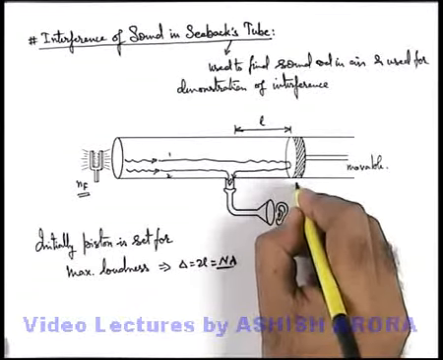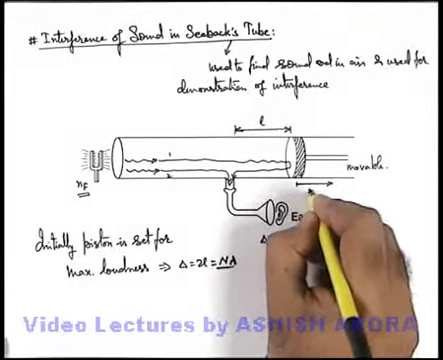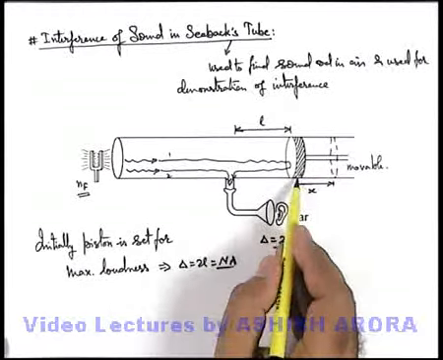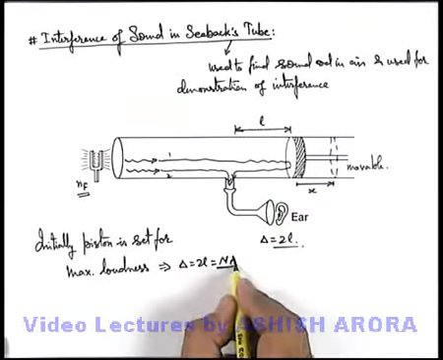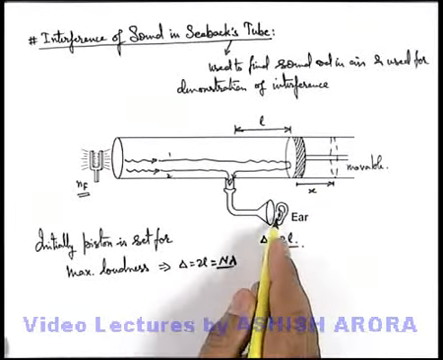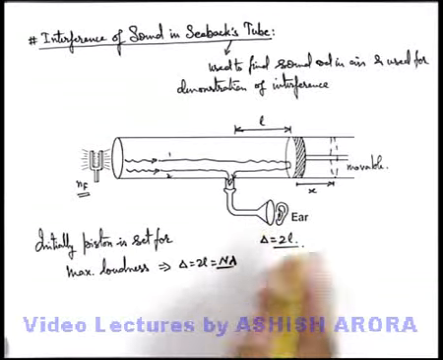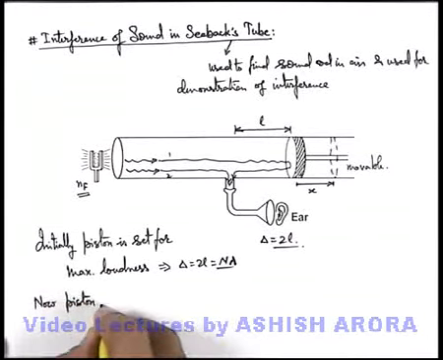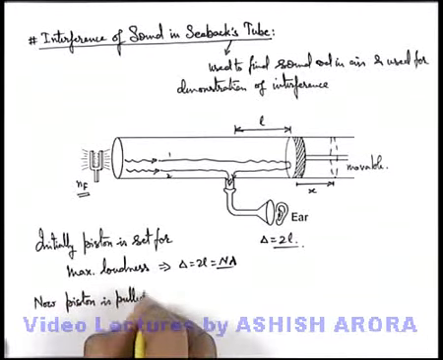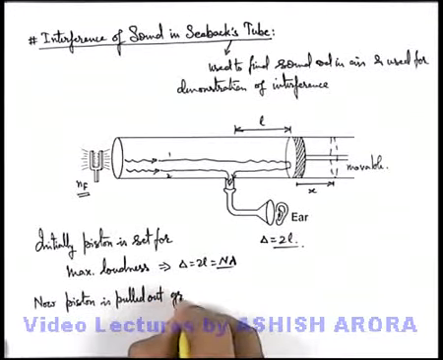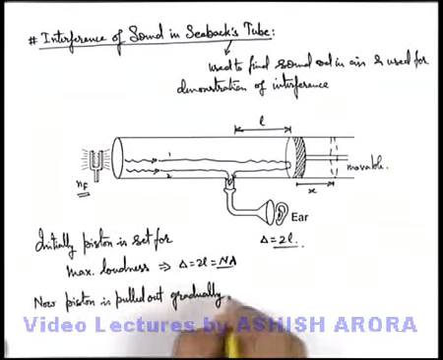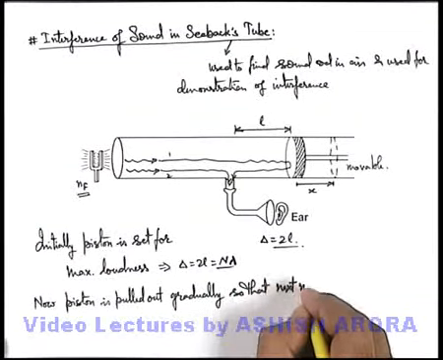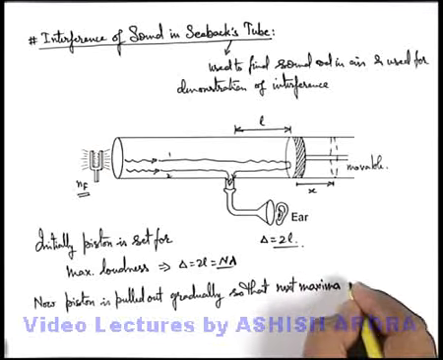Now the piston is further moved gradually, say by a distance x, to which again a maxima is obtained, because if we slightly displace it, the path difference will be altered and the loudness of sound will go down. So now the piston is pulled out gradually so that the next maxima occurs.